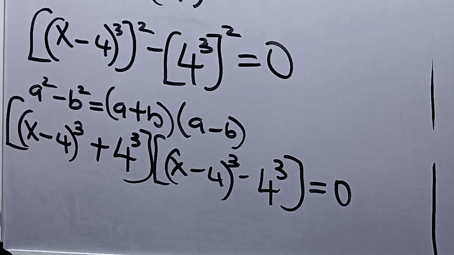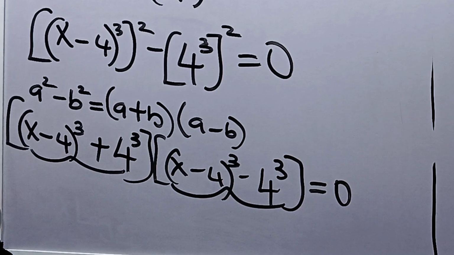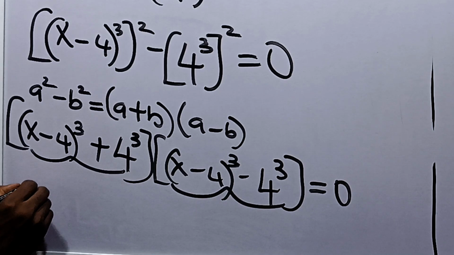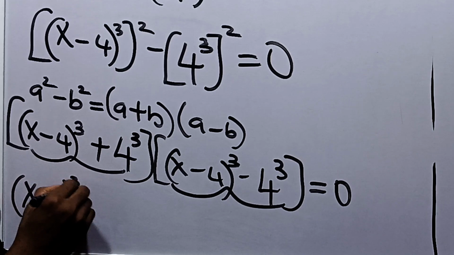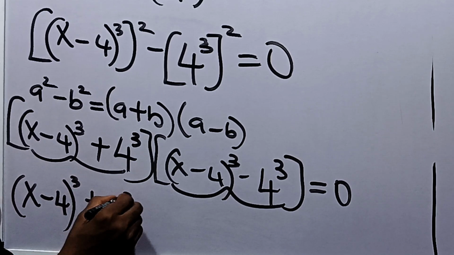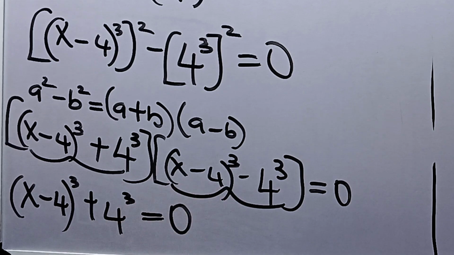Moving on from here, we now have the product of two things equal to 0. When the product of two things is equal to 0, either the first one is equal to 0 or the second one is equal to 0. So it's either (x − 4)^3 + 4^3 equal to 0. Let's solve this and then we'll solve for the other.